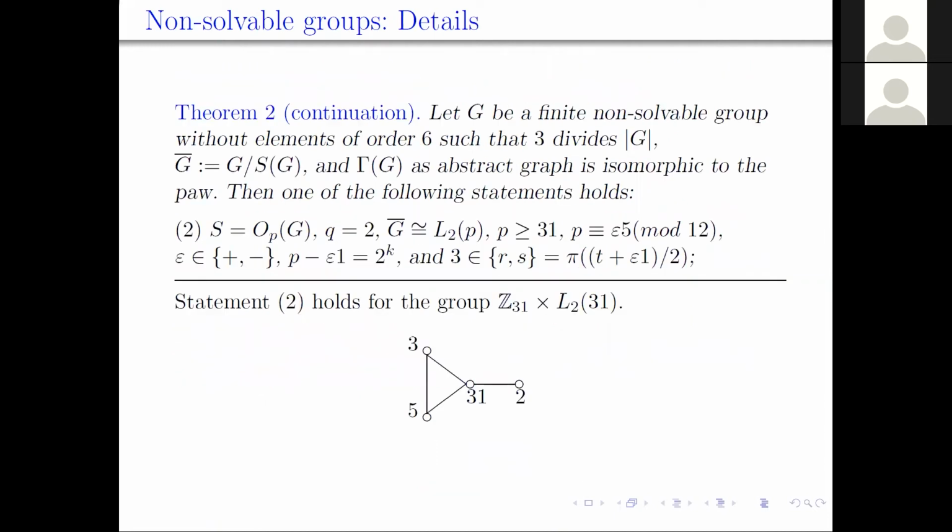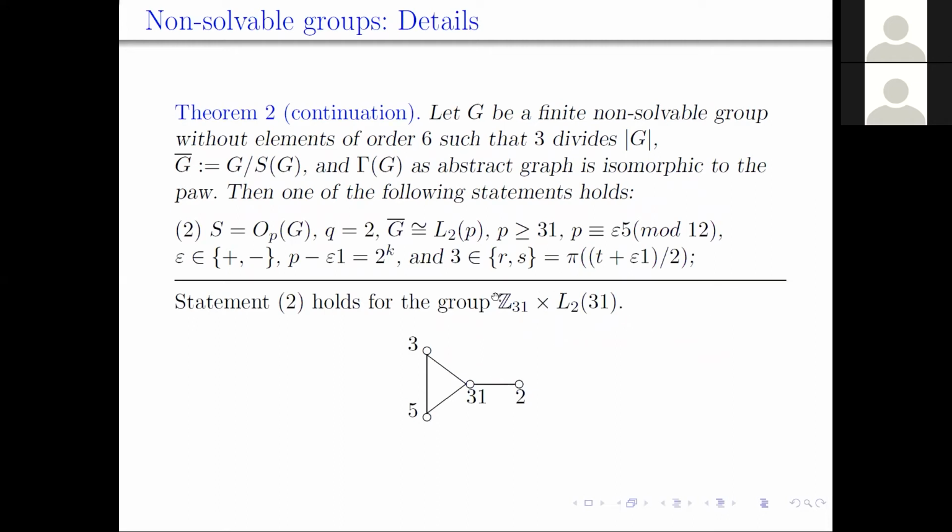So the second case, S of G, the solvable radical of G, is equal to O_P of G, Q equal to, and G dash is L2(P). And you can see conditions on numbers P, Q, R, S on this slide. And this case is realized for the group of such form.